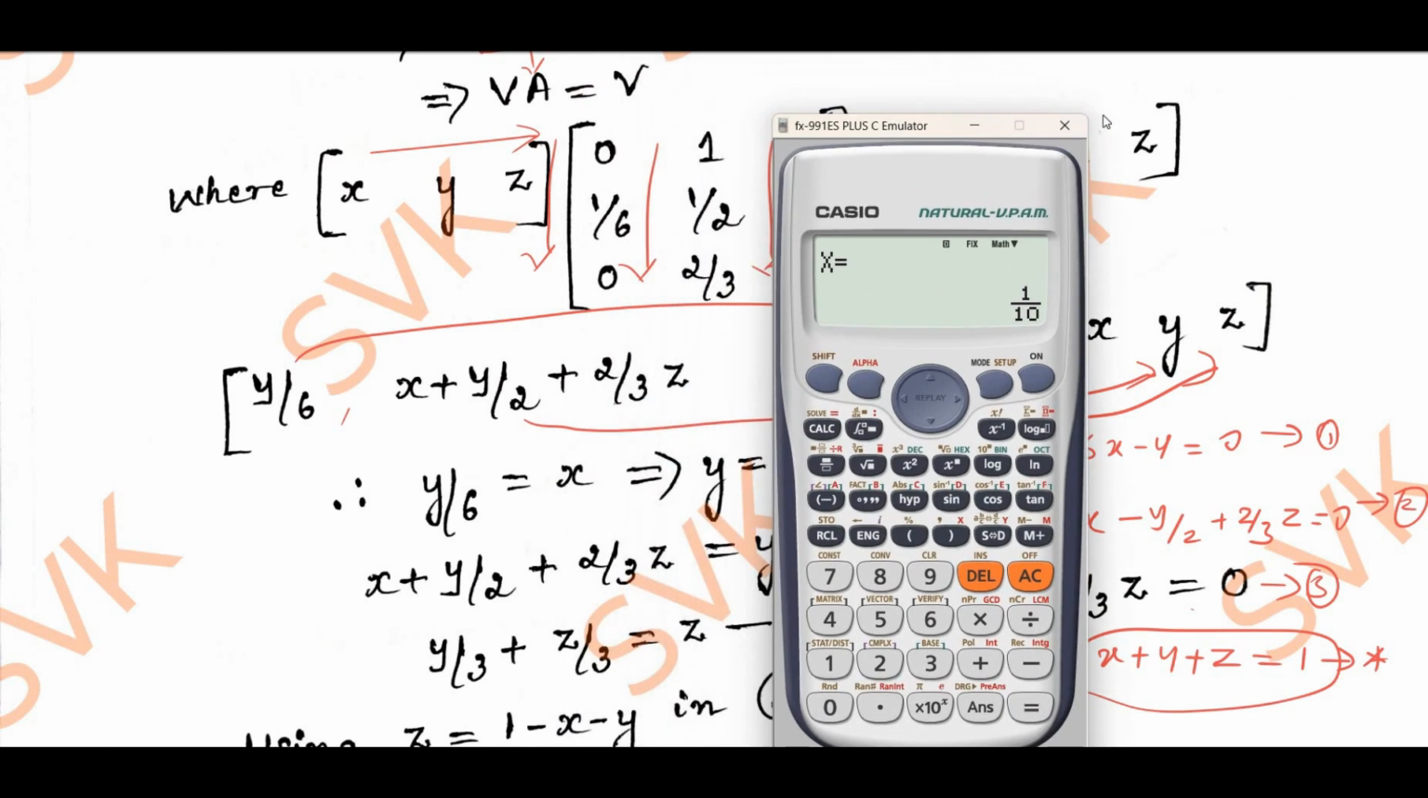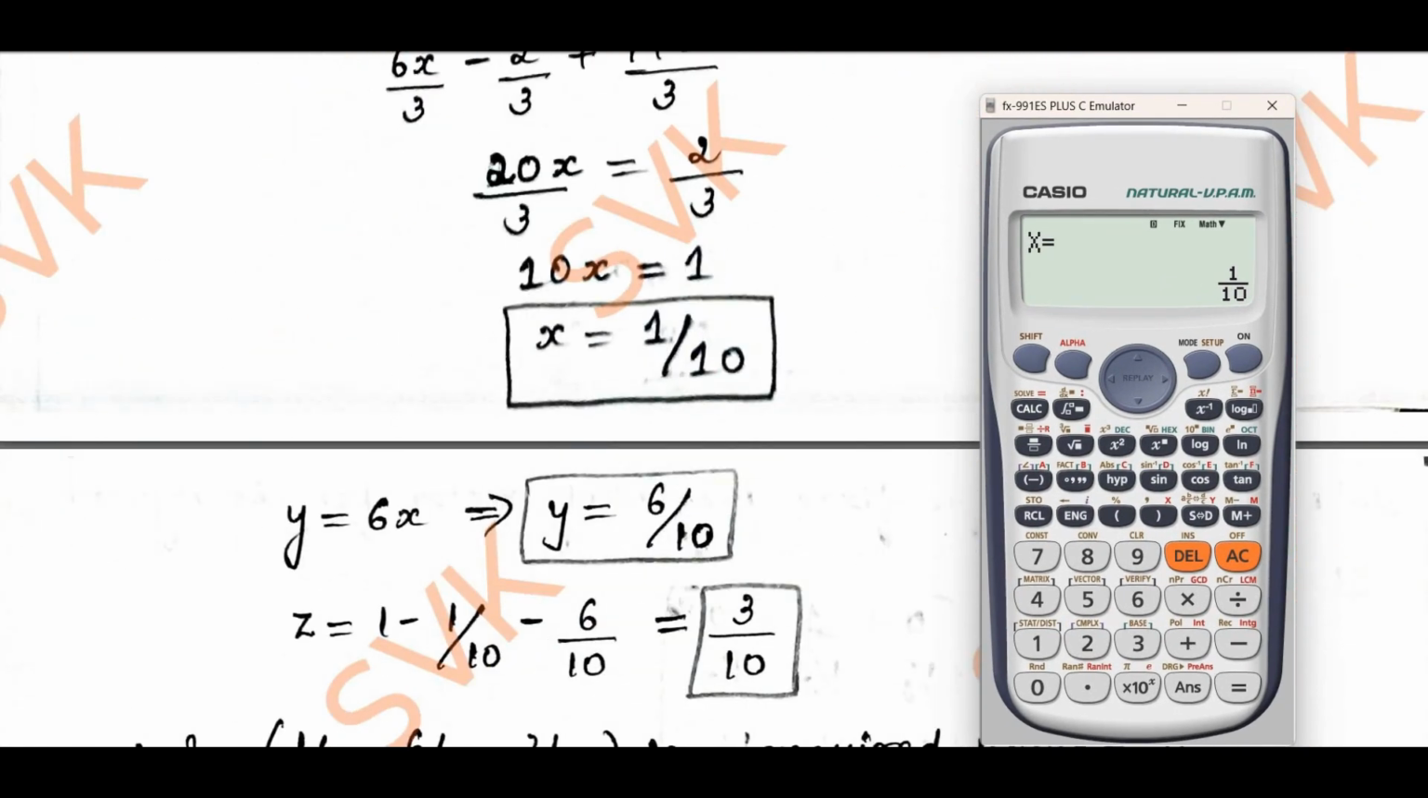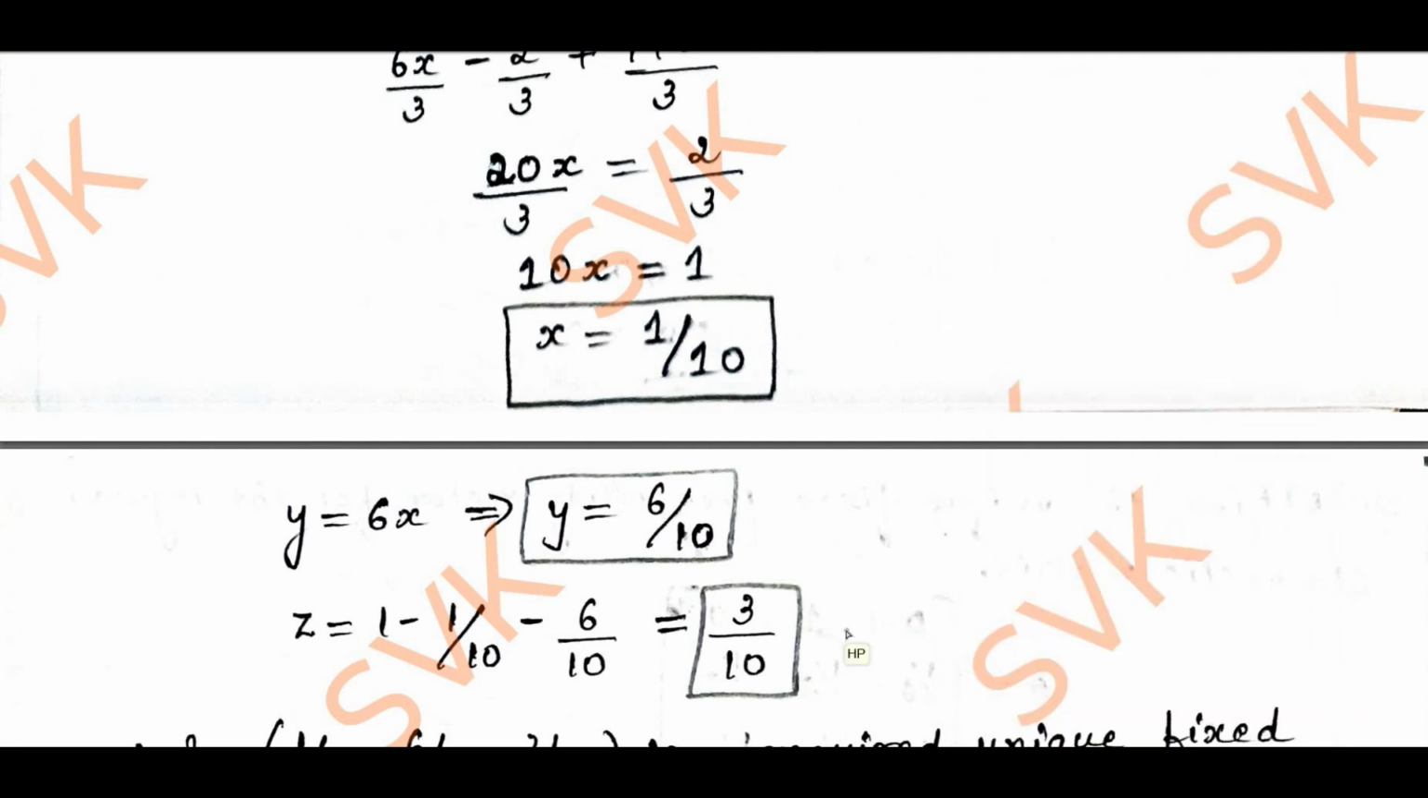You can verify here, X is getting as 1 by 10. Y is getting as 3 by 5, that is 6 by 10, which is nothing but 3 by 5. Z is getting as 3 by 10. So hence this is how to find out the unique fixed probability of X, Y and Z.